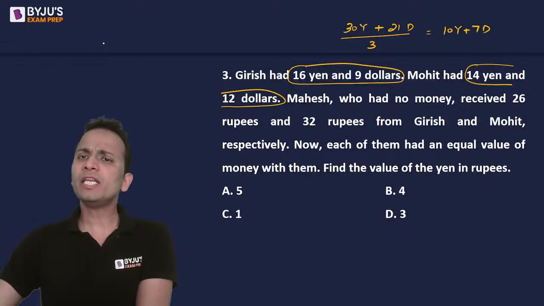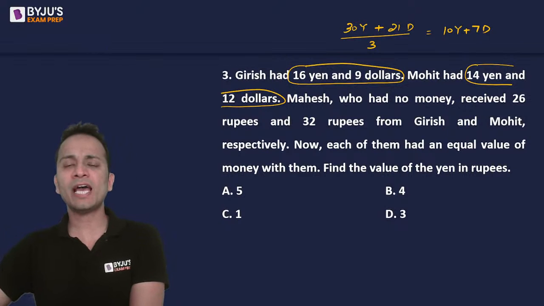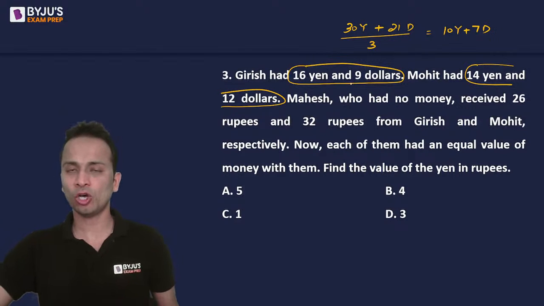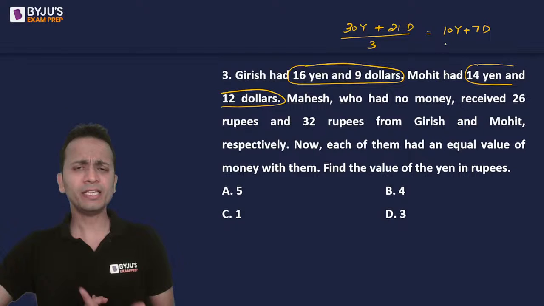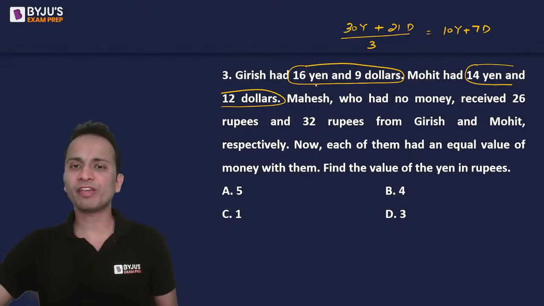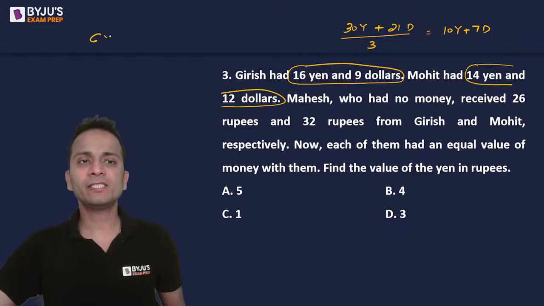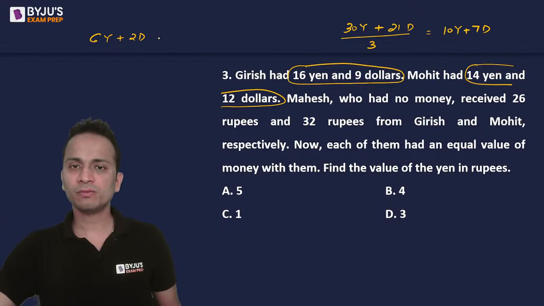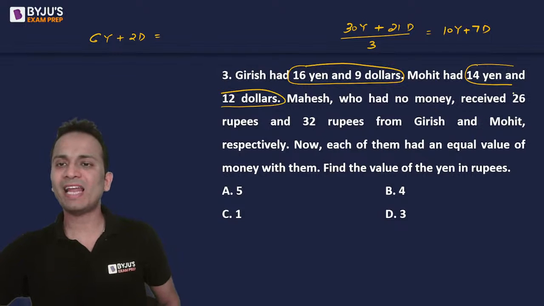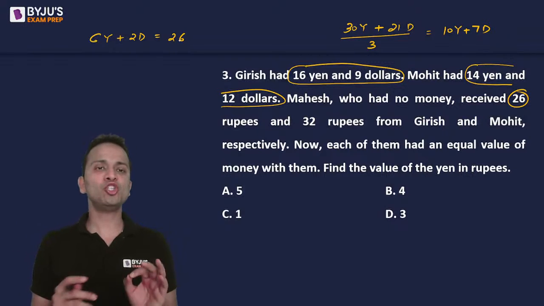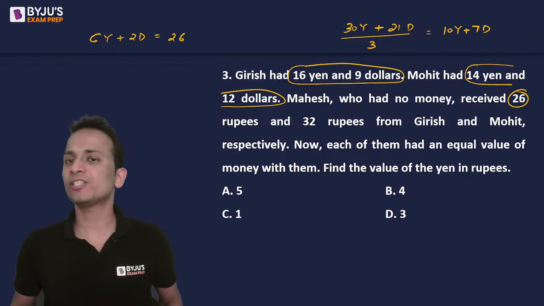Okay. Now Girish already had 16 yen and $9, and he'll be left with 10 yen and $7. Okay. So 10 yen, $7, this will be with everyone, right? So Girish must have given 6 yen and $2 to this person, to Mahesh. And in terms of rupees, this value is 26. So I can say that 6 yen and $2 are equivalent to 26 rupees.